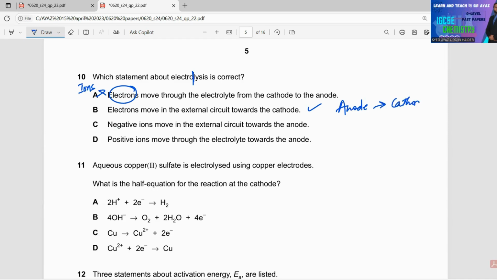For your convenience, I am reading the other statements also. C, negative ions move in the external circuit towards the anode. This is incorrect. We don't have ions moving in the external circuit; we have electrons moving in the external circuit. So C is incorrect. What about D? Positive ions move through the electrolyte towards the anode. This is incorrect. Positive ions move towards the cathode, not the anode. So B must be the right answer in this case.